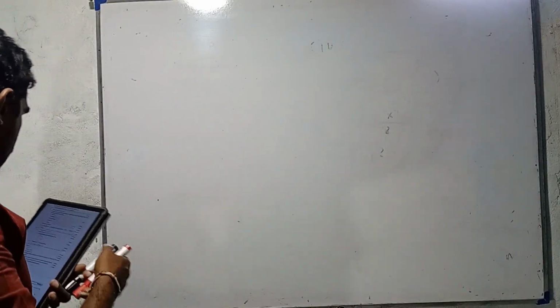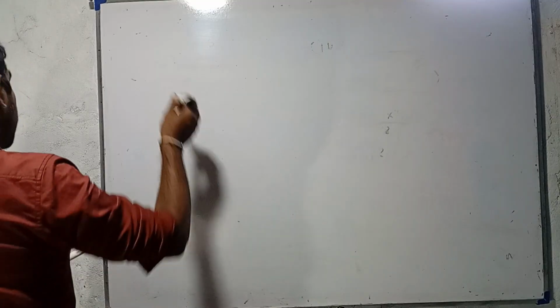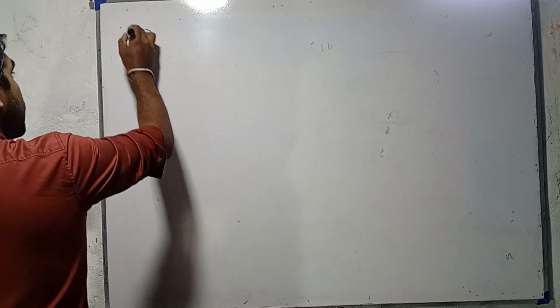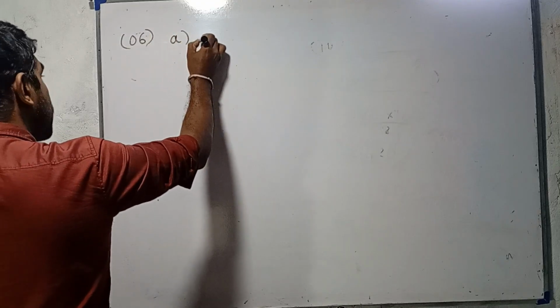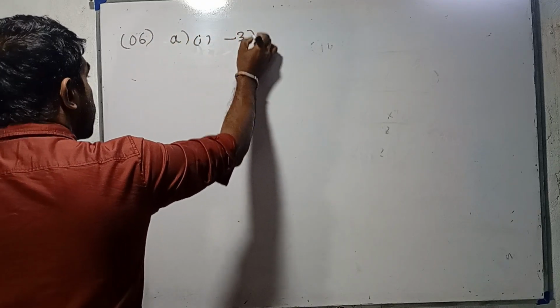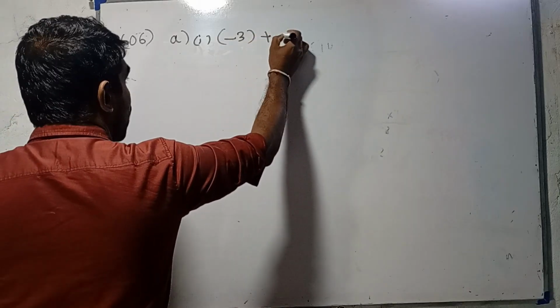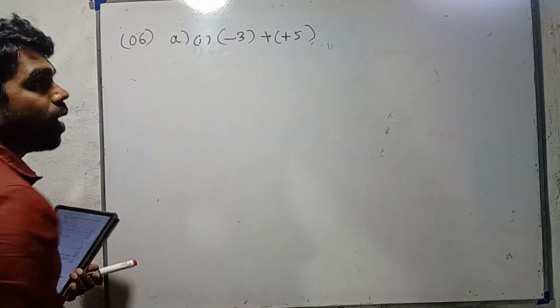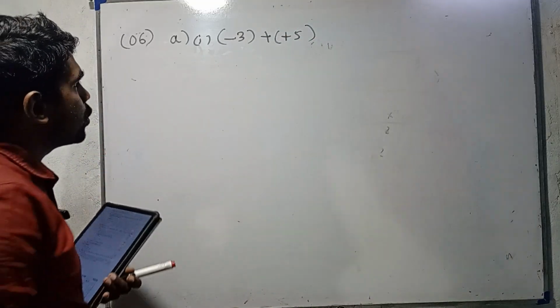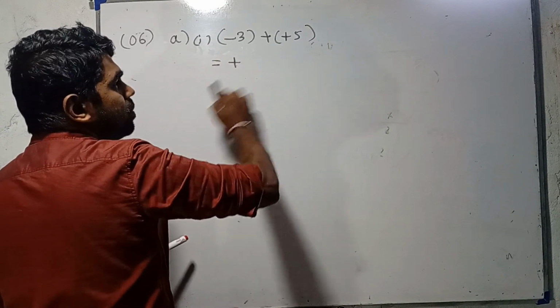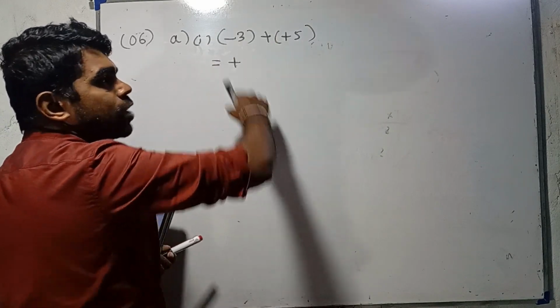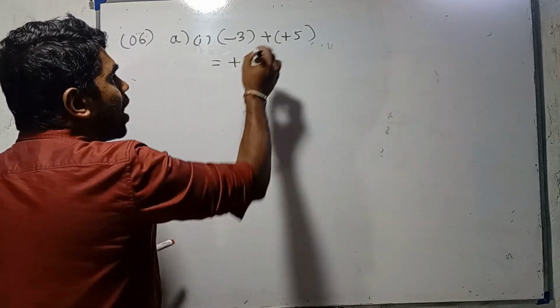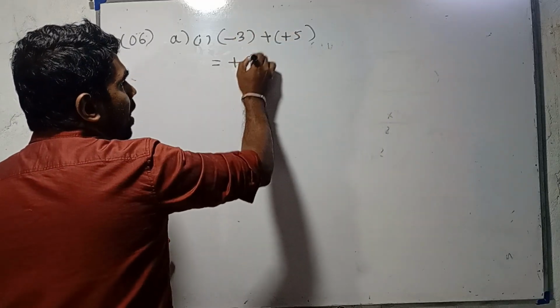When adding directed numbers, we have to identify the mark of the given terms. We can observe that there are opposite marks. If there are opposite marks, we have to put the mark of the larger term, it is plus, and we have to subtract the terms. 5 minus 3, 2.